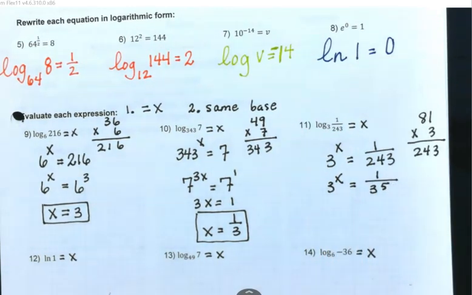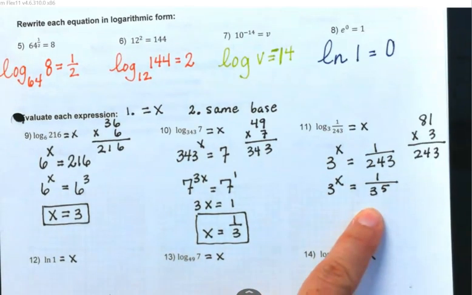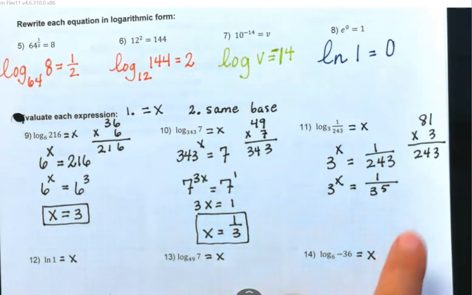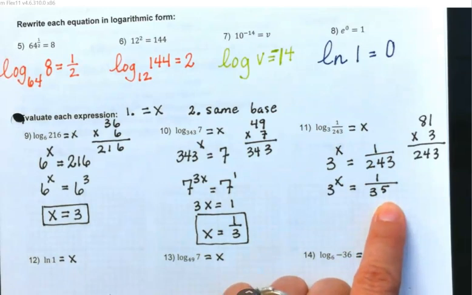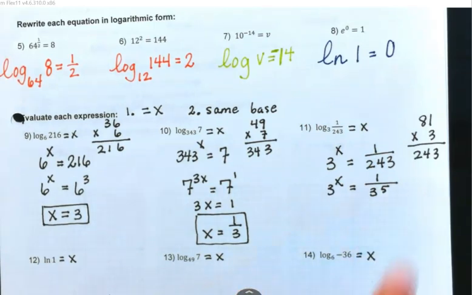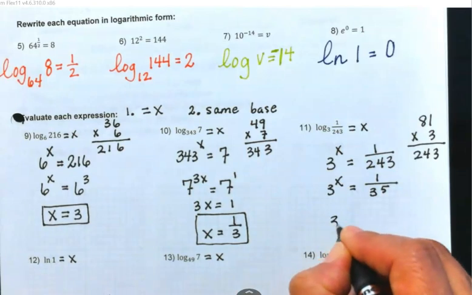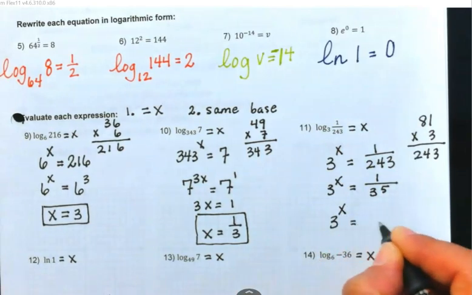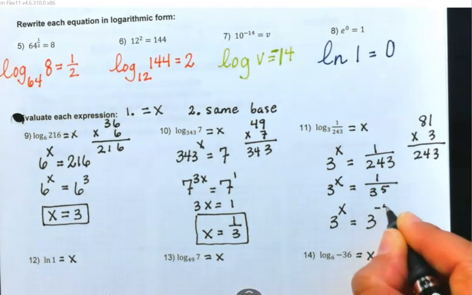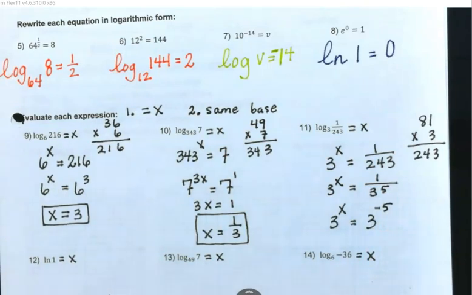And y'all, those are not the same bases. This is a 3, and that's 1/3. So you're going to have to take this and move it to the other side of the fraction bar. So it's going to look like this. 3 to the x equals 3 to the -5. And there you go. x equals -5.